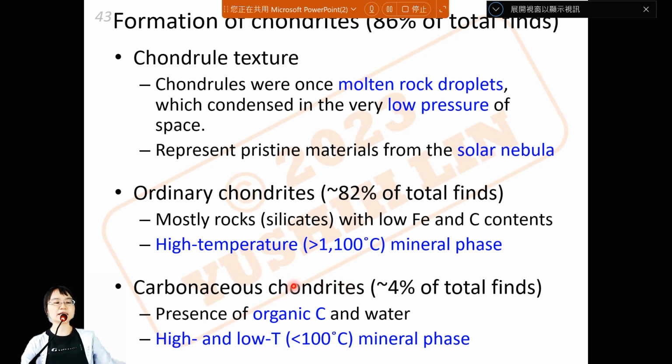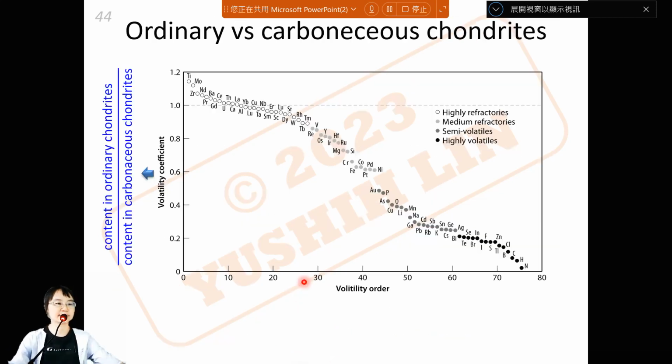Carbonaceous chondrites means chondrites with chondrules, but with more carbon content. It represents only 4% of total finds. It has organic carbon and water, and it contains both high temperature and low temperature minerals. That's what Chloe presented, a lower than 100 degree mineral phase.